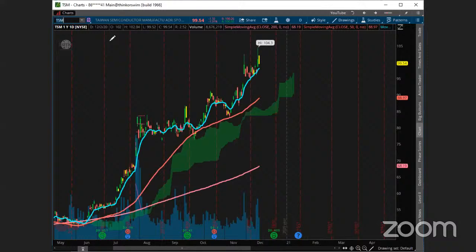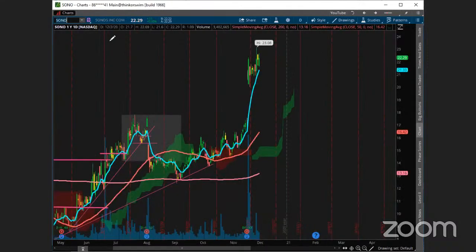Yeah, TSM, very, very nice. Up a little bit after hours again, inside day. Let's see if we can push its way up there. And Sono. Yeah, this is a good one here today as well. Nice. I like how it held the inside day range and pretty decent price action there on the intraday.